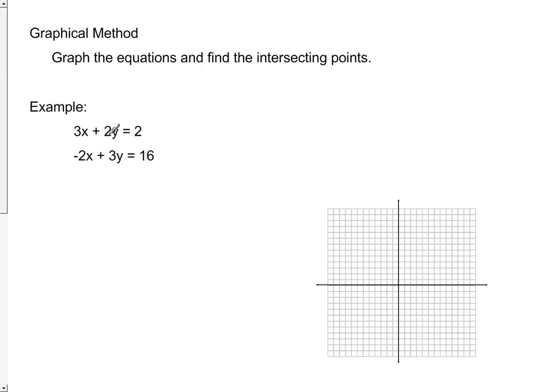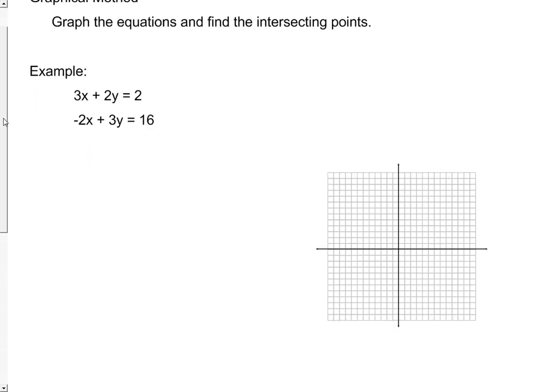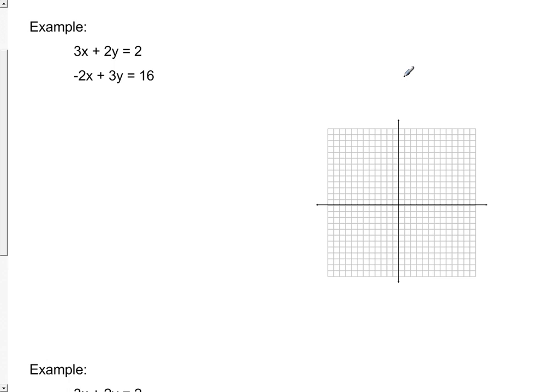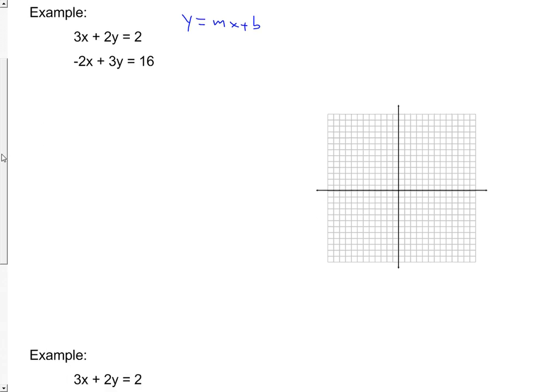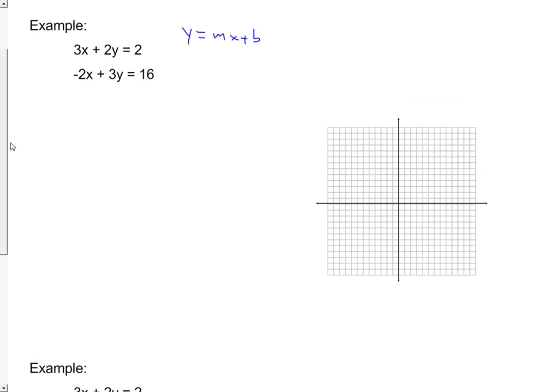Now the last method would be graphing. When it says to graph the equations to find the intersecting points, we need to be able to graph the lines. We're not finding the intersection point and then graphing the lines. We are actually graphing the two lines, and then we will locate the intersecting point of the two lines. There's two ways to graph. You could set each equation and put it into y equals mx plus b form, or you could make a table of values, and I'll show that to you down here.